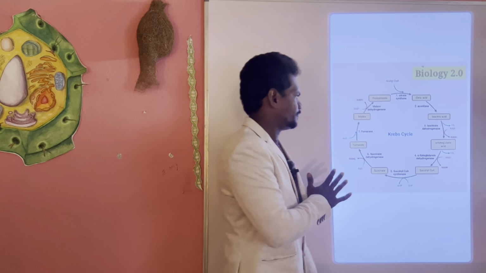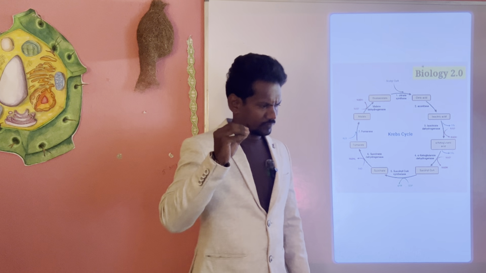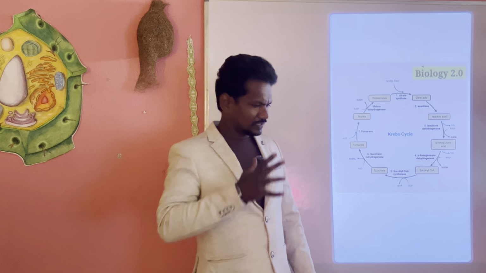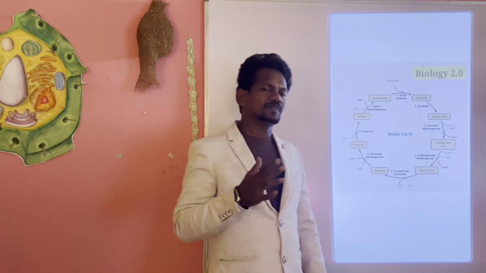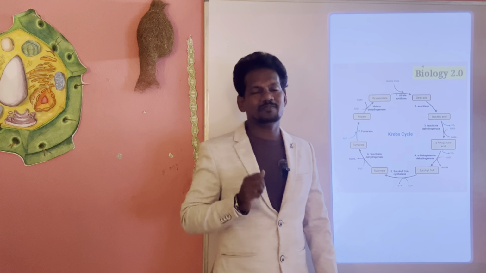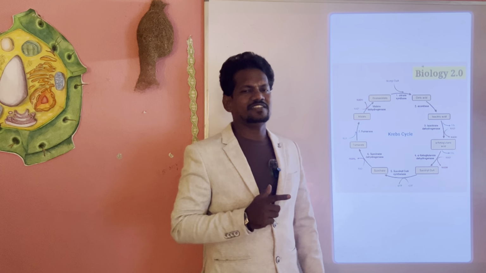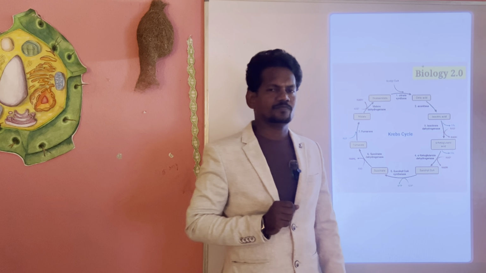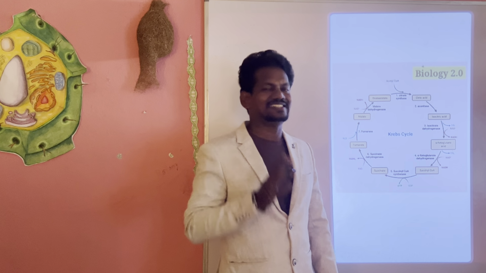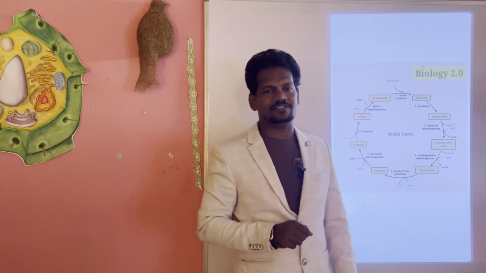In this video session, I have brought you a unique topic called the Krebs cycle. The Krebs cycle is a part of the aerobic respiration mechanism. In aerobic respiration, the first phase is glycolysis. I have already done a video on glycolysis. That is the first phase. This is the second phase.